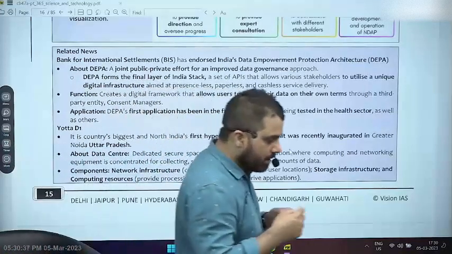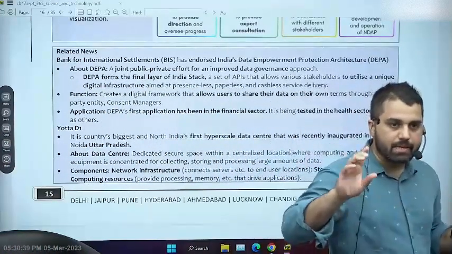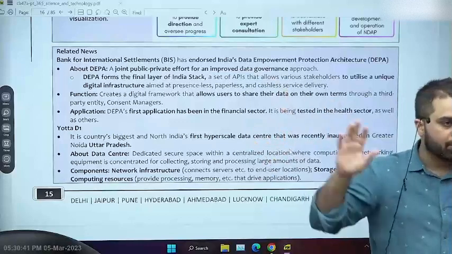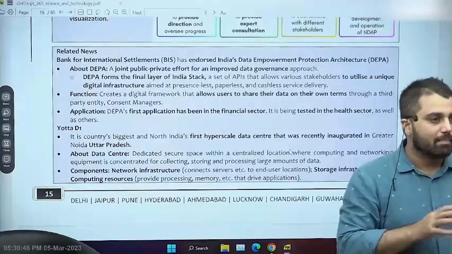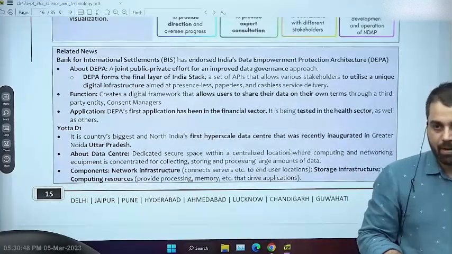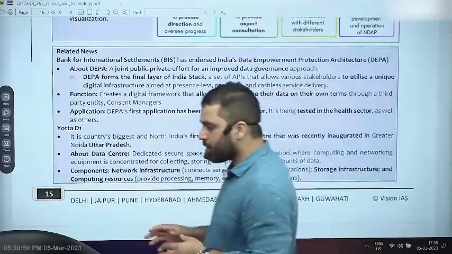consumer, any type of organization, चाहे वो इंश्योरेंस कंपनी हो, चाहे वो फाइनेंशियल कंपनी हो, चाहे कोई बैंक हो, एनबीएफसी हो, वो आपके डेटा को ऐसे डायरेक्टली बिना आपके कंसेंट के यूज नहीं कर सकते. So that is the objective of this data empowerment protection architecture.